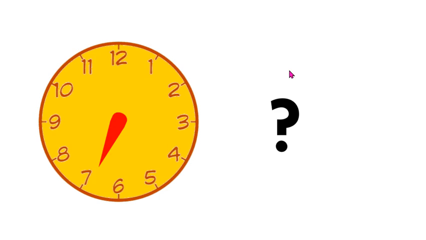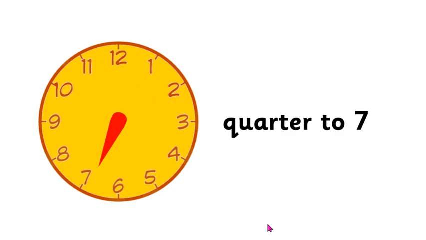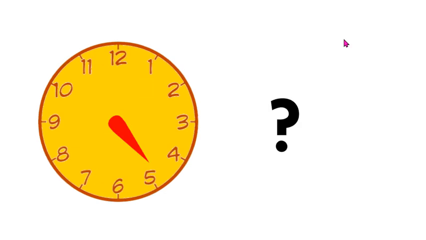How about this one? Again, it's gone past halfway, so we know it's not half past. It's nearly at this number, but not quite. What do you think? This is quarter to 7. We're looking for the number that this hour hand is nearest. It's quarter to 7. How about this one?